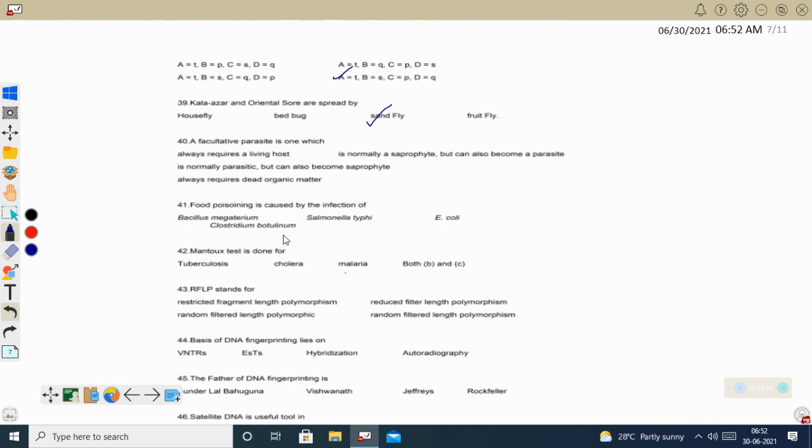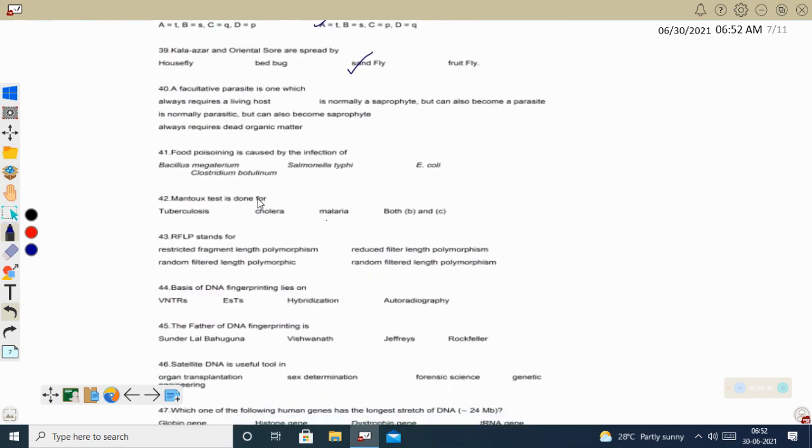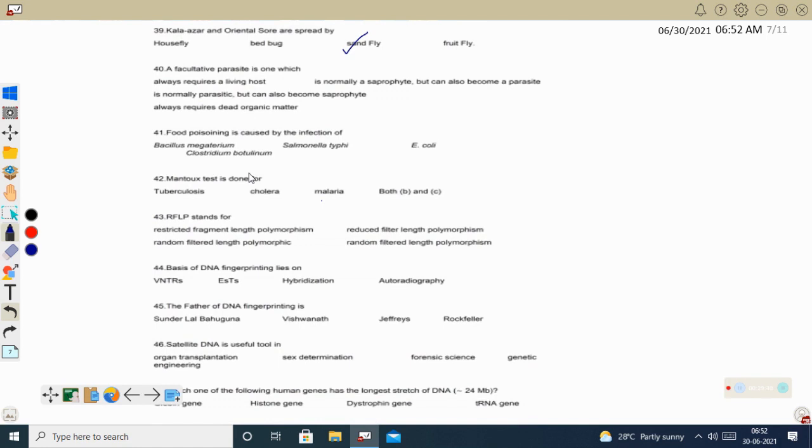A facultative parasite is one which, like when we say facultative aerobic organism or facultative anaerobic organism, facultative aerobic means normally it is present in anaerobic condition, but it can also be present in aerobic condition. So a facultative parasite means normally that organism lives in some other nutritional way, that may be saprophytic or heterotrophic, but it can also survive as a parasite. So here the correct option is it is normally a saprophyte but can also become a parasite. This is very important. Okay, next question.